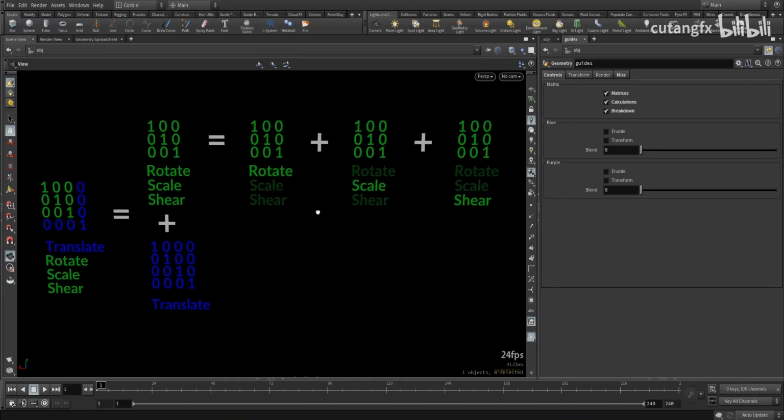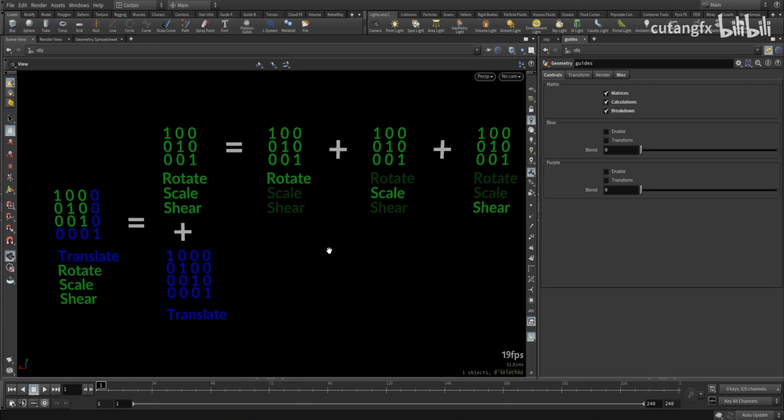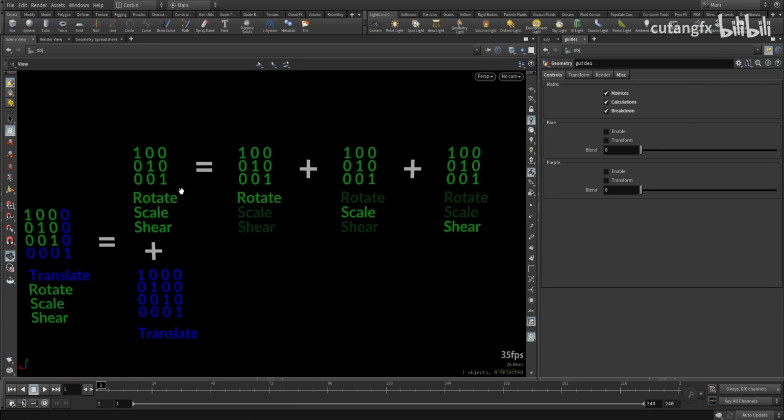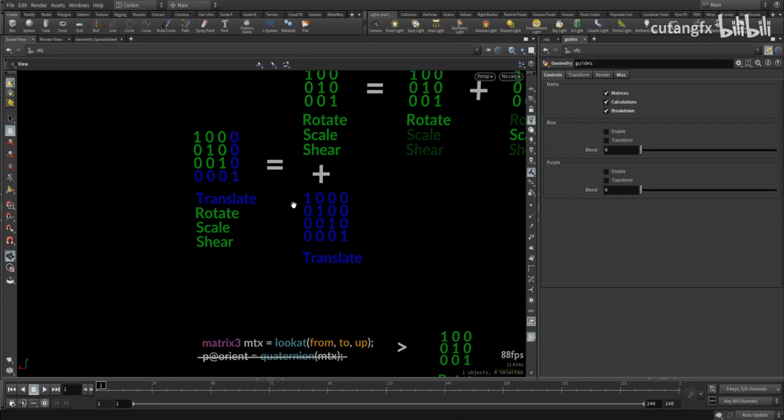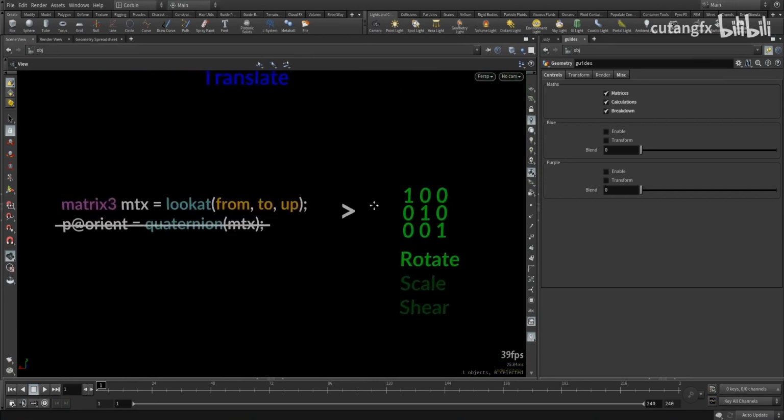Okay, so I hope that is a little bit clear. I know it can get a little confusing, but you don't have to do this manually. It's just really good to understand what's happening. And now you'll see how this all comes together inside of VOPs.